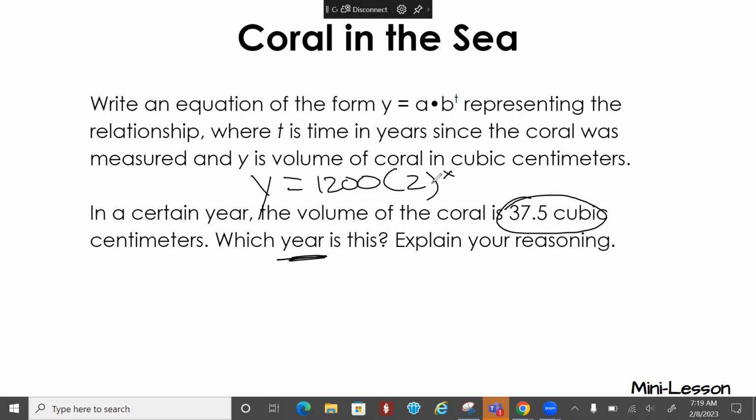What was it? Okay, so we're solving for x, or t if you want to do it that way too. So we're going to plug in 37.5 into our equation.